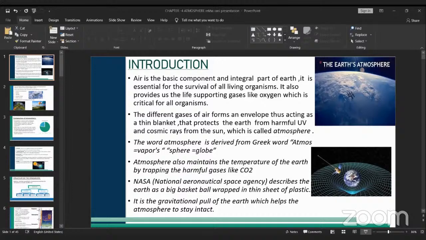And the second part of the atmosphere is the stratosphere. In between the stratosphere and the troposphere, we have the tropopause. Next, we have the ozone layer, which is important for life on the earth because it protects us from the ultraviolet rays coming from the sun.